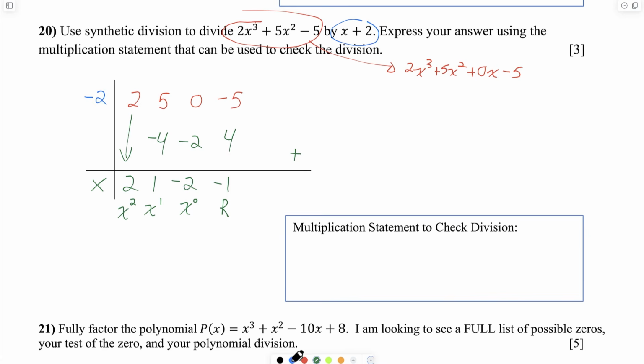So the multiplication statement, basically we are able to break up the original dividend, 2x cubed plus 5x squared minus 5, into a product of the divisor times the quotient plus the remainder. So plus negative 1, I can just write that as minus 1. And you could expand this out to make sure that you got the right answer.